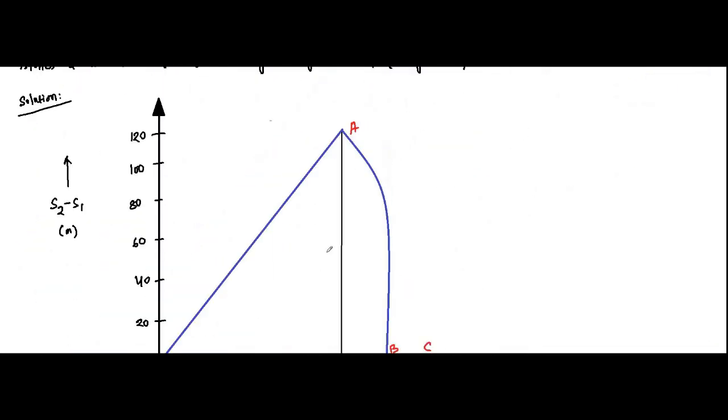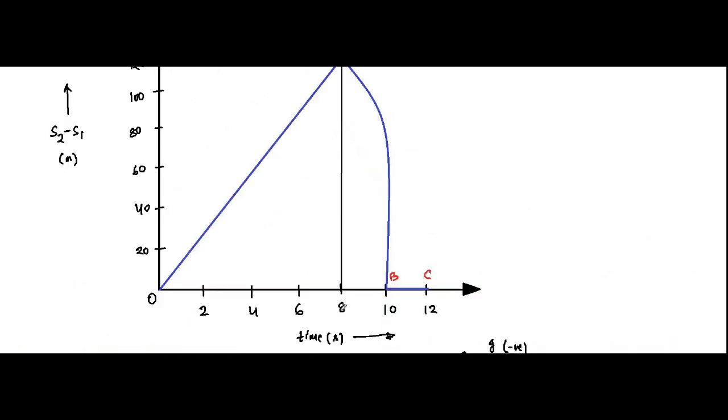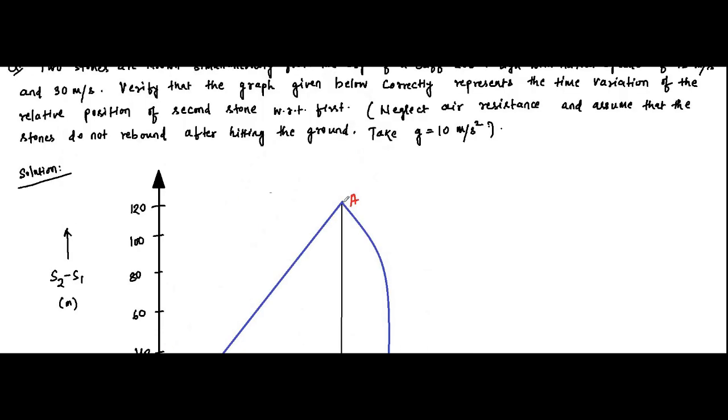Up until 8 seconds, both are in the air, so there is a difference between them, which is given by this 15t proportionality relationship. And if we put t equal to 8 seconds here, S2 minus S1 will be equal to 15 into 8, that is equal to 120. Here also it is given the same. At t equals 8 seconds, it is 120. Okay, so the first thing is verified.